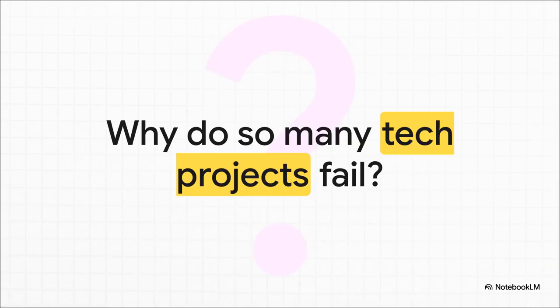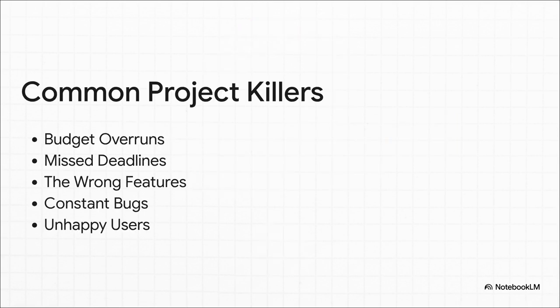But first, let's start with a question I think we've all asked at some point, especially if you've ever been near a tech project. Why on earth do so many of them just completely go off the rails? I mean, we've all seen this story play out, right? The budget just balloons, deadlines become a joke, and what you get at the end is full of bugs. Or, even worse, it's packed with features that nobody even wanted in the first place. It is a total recipe for disaster and, you guessed it, a lot of unhappy users.